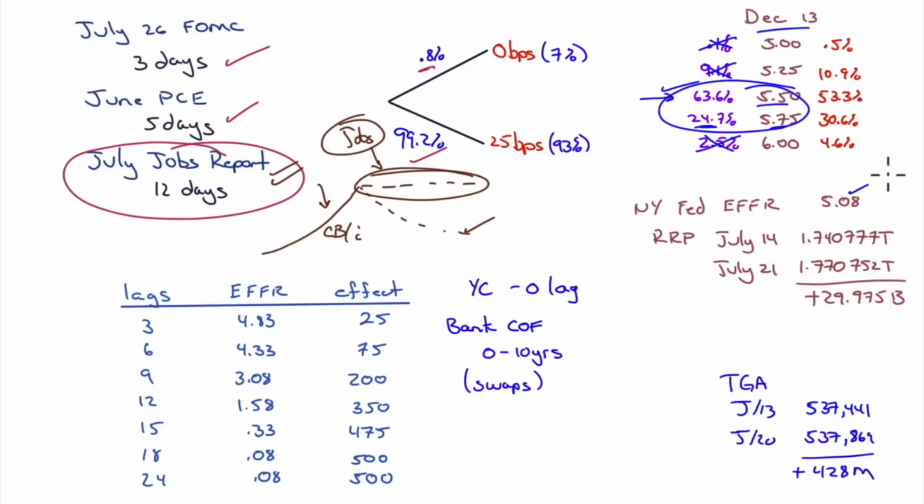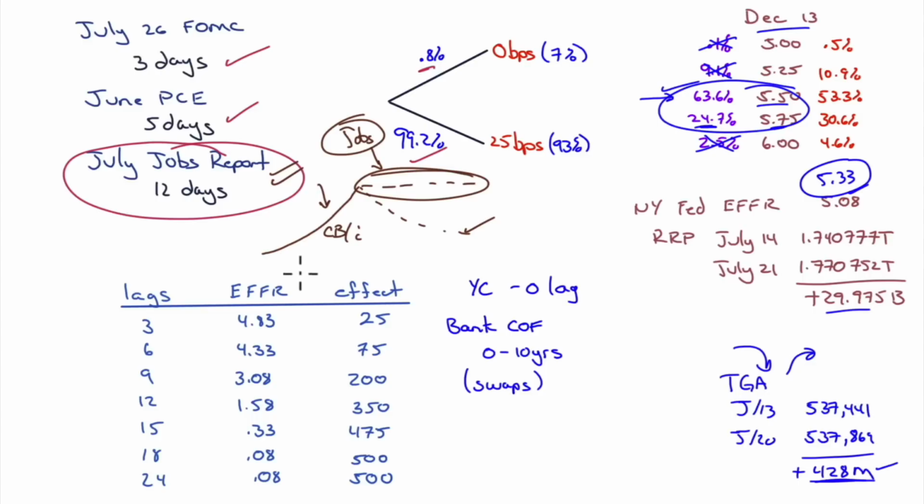Effective federal funds rate is 5.08. Starting Thursday, it'll be 5.33. Reverse repo still well below 2 trillion, even though it's up 30 billion. It'll probably trend down into the end of the year as more supply comes into the T-bill market. The Treasury general account, not much to watch here anymore, increased by 428 million. That doesn't mean the issuance was only 428 million. Remember, there's money coming in and money going out all the time, but I don't know that it's exciting to watch anymore.